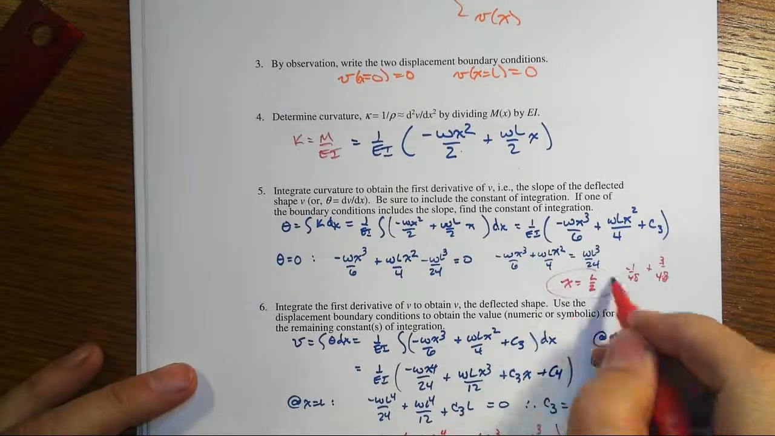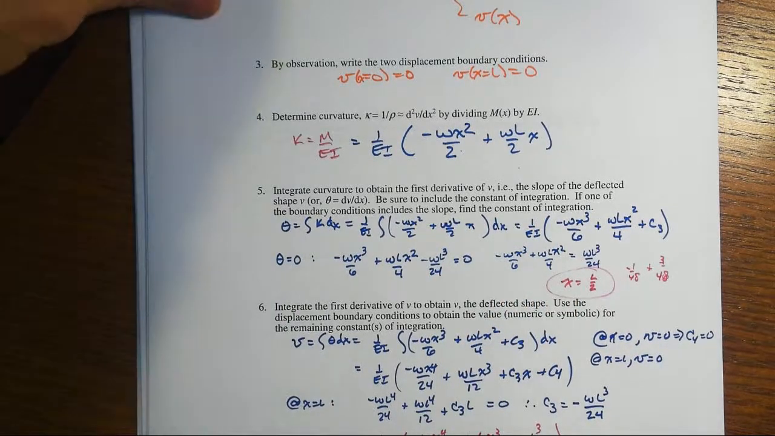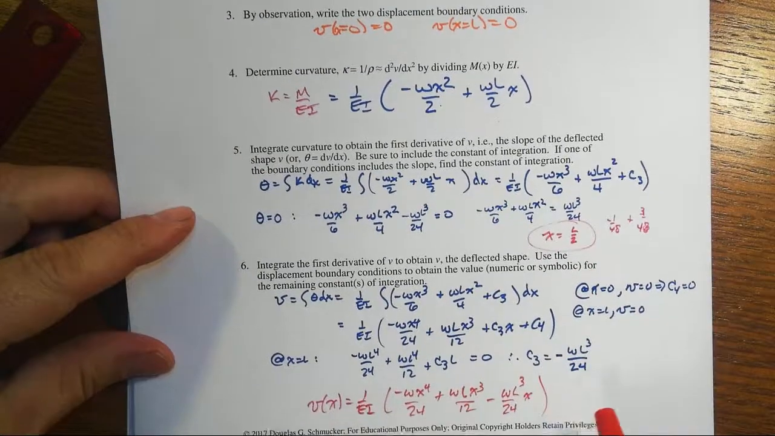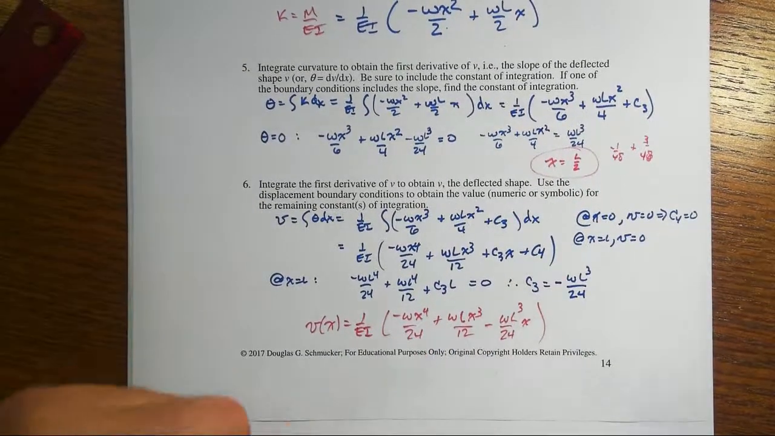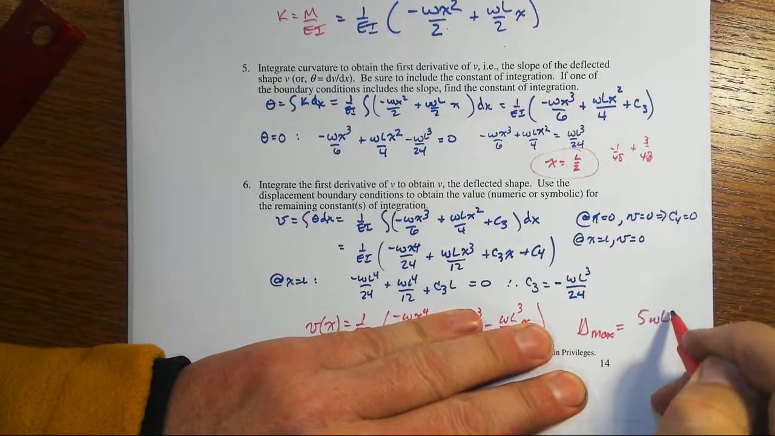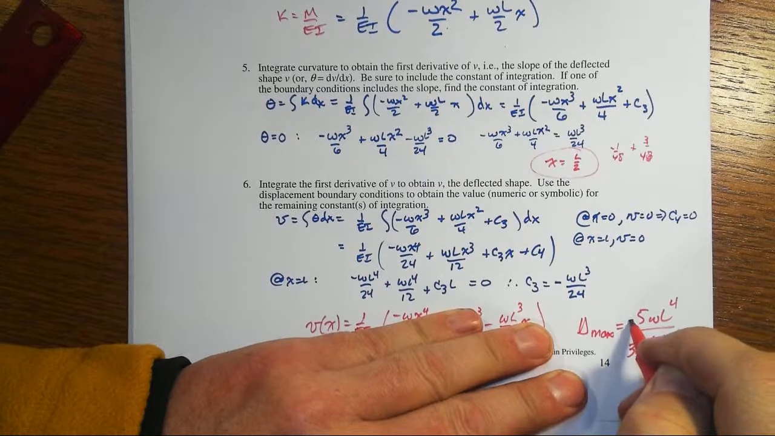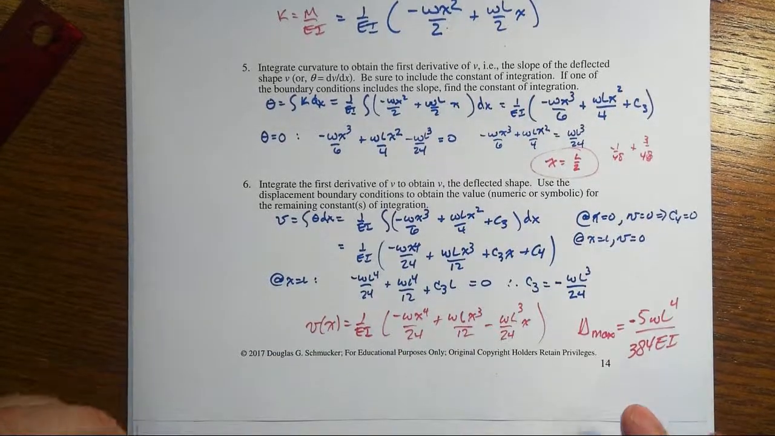There's your solution for that particular one. There's other roots, but that's the primary root that has any relevance, right? Put that back in to here, and you'll find out that our delta max at the middle is 5WL to the 4th over 384 EI. Of course, that's really technically a minus going downwards, right?